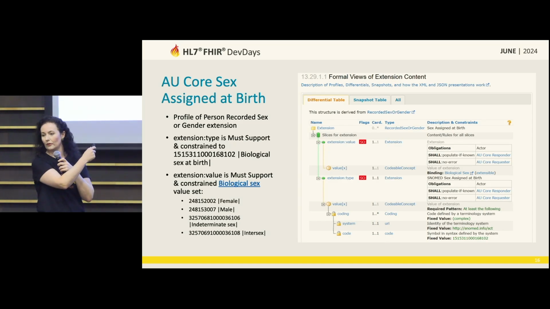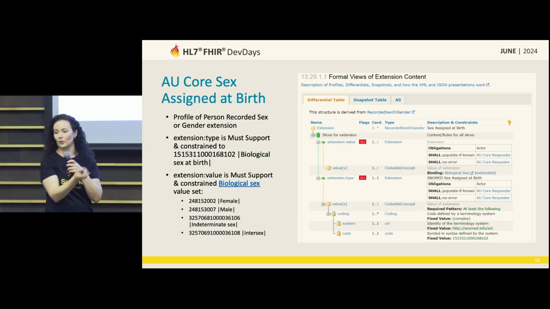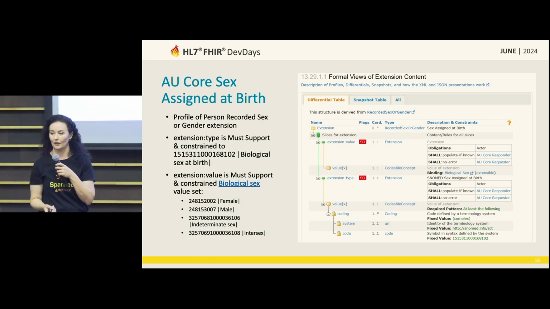Basically, that's a profile of the international core extension for person recorded sex or gender. We've set the type to be a SNOMED code for biological sex at birth. Our value set is biological sex. This isn't a new value set for us. We've been recording biological sex like this for a while. This is at least partially aligned to the US, and I say partially aligned because now everything's behind VSAC, and as a non-US person, I can't actually access it. So I know that we have the same codes for male and female, but I'm not actually sure if the rest of it aligns. I'll work it out.